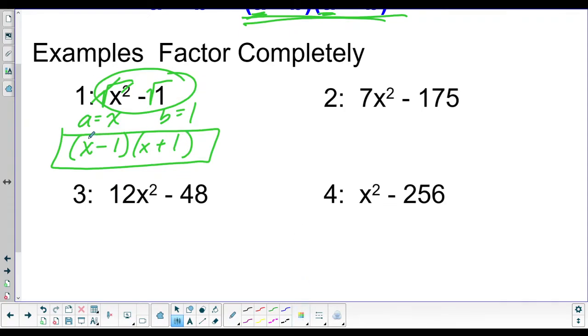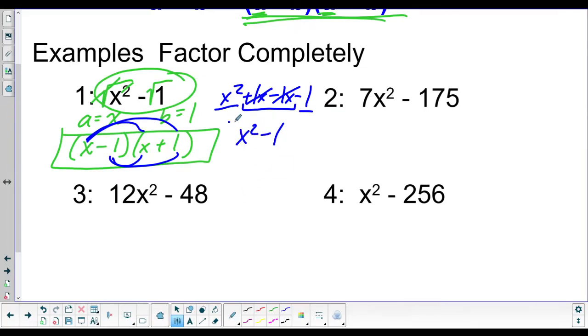So let's FOIL it. x times x is x squared. x times 1 is 1x. Negative 1 times x is negative 1x. And negative 1 times 1 is negative 1. Now we combine the like terms in the middle, but lo and behold, 1x minus 1x cancels and they go away. So you just get these two outside terms, x squared minus 1. Oh, look, that's the original problem up there. So we did it right.